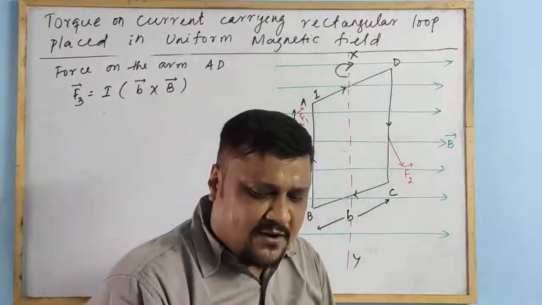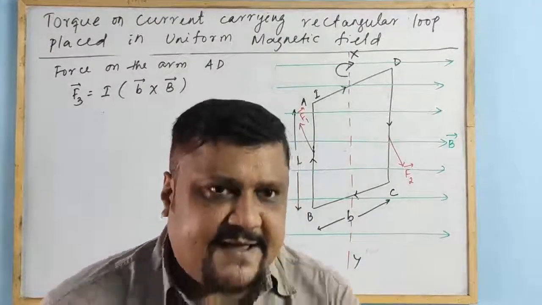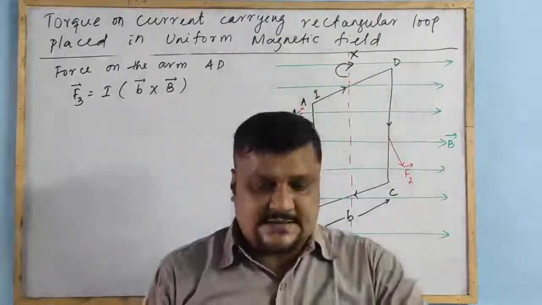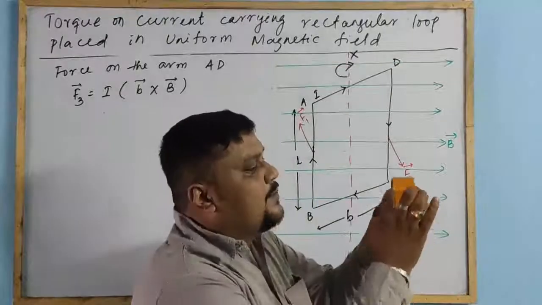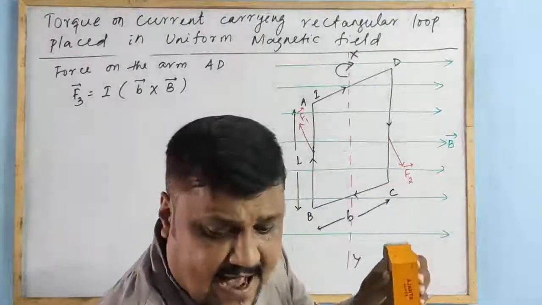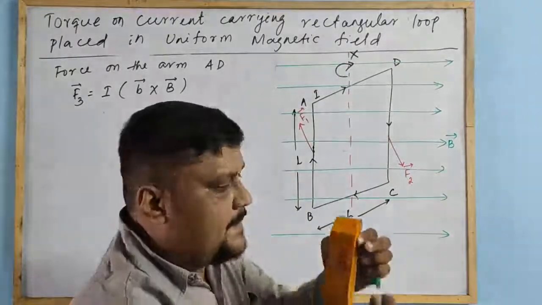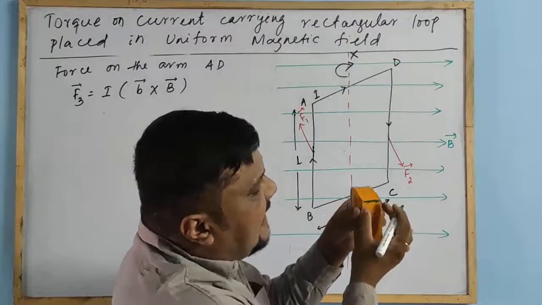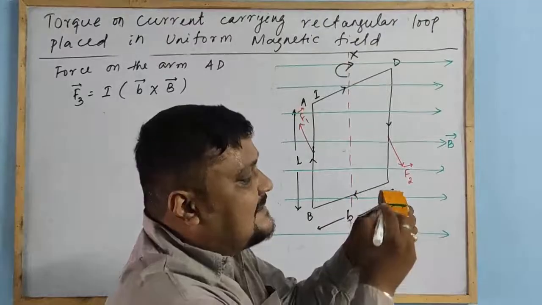Now is that perpendicular? What we will do, see here. If this is the loop, let me show it. Remember, this is the arm B. This is the arm L.